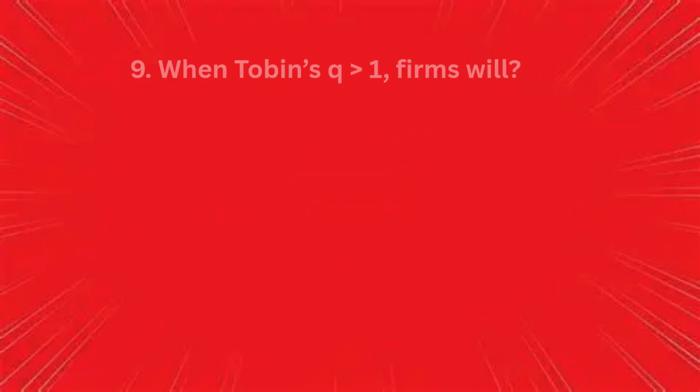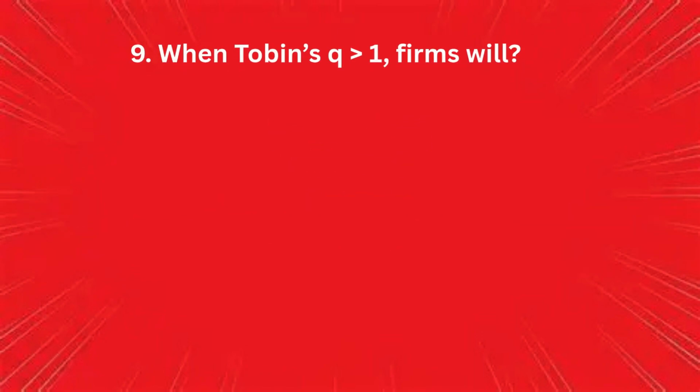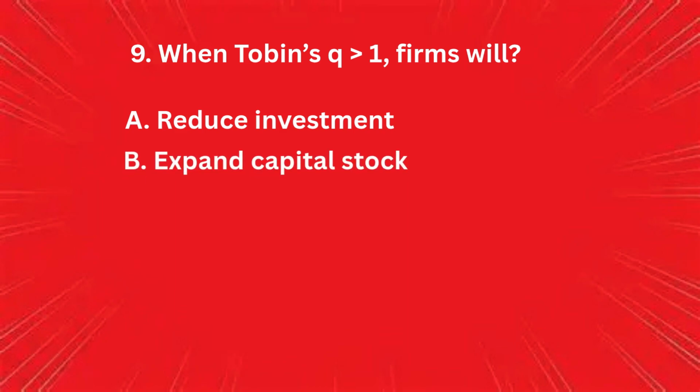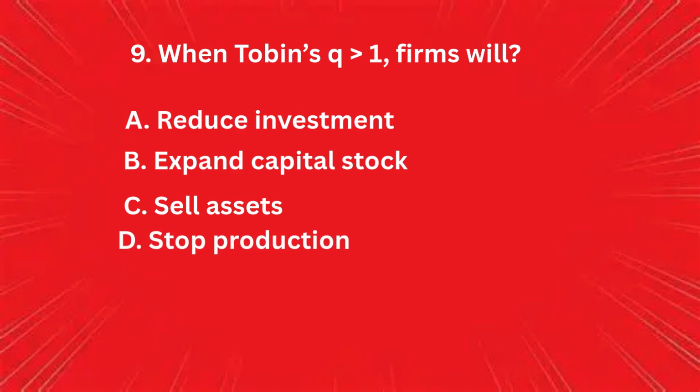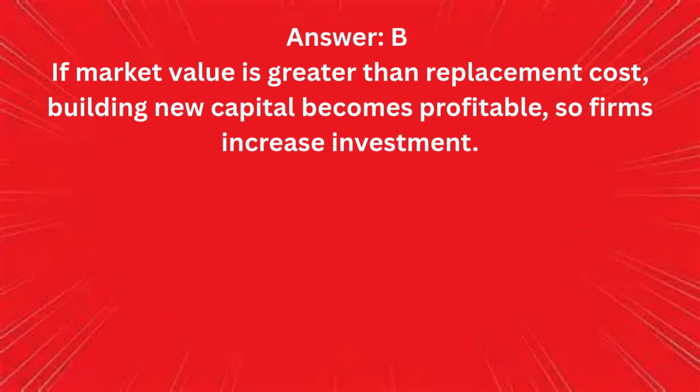9. When Tobin's Q is greater than 1, firms will A. Reduce investment. B. Expand capital stock. C. Sell assets. D. Stop production. Answer: B. If market value is greater than replacement cost, building new capital becomes profitable, so firms increase investment.